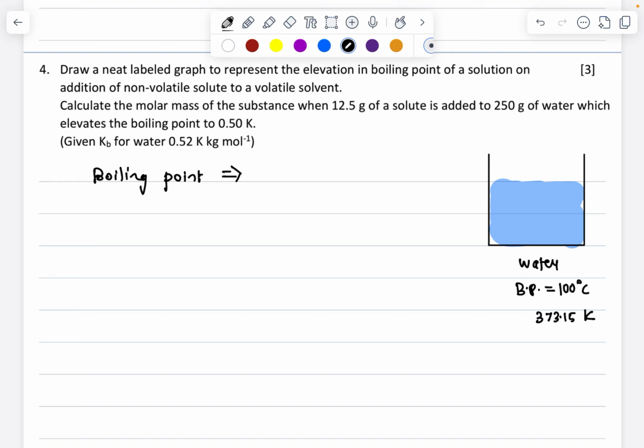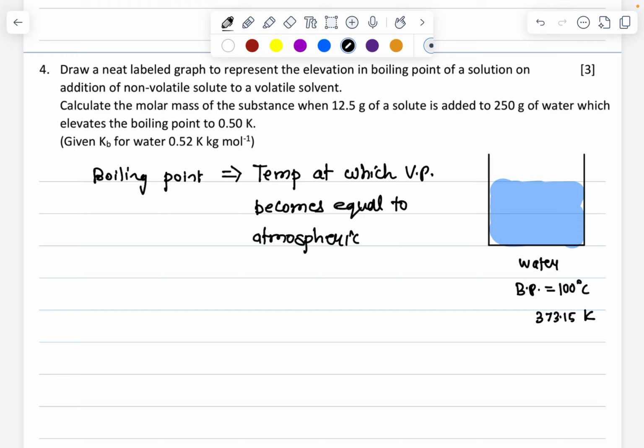Yes, fine, that is okay for lower standards. But as you are in the 12th standard, what is the boiling point definition? It is the temperature at which vapor pressure becomes equal to atmospheric pressure. This is what you should know about the boiling point. So this is water. Only solvent is there over here. This is just a solvent, and it will have a boiling point of 100 degrees Celsius.